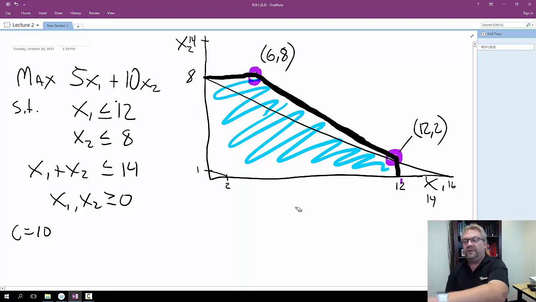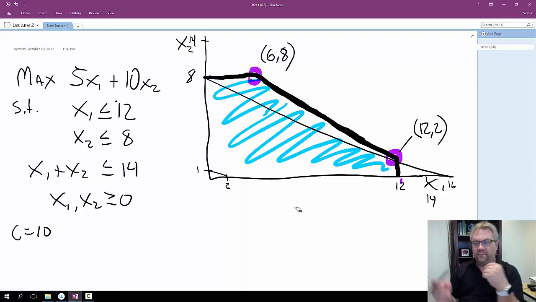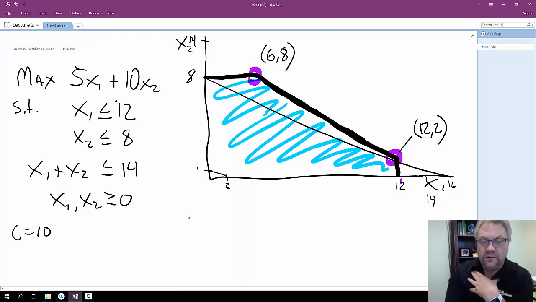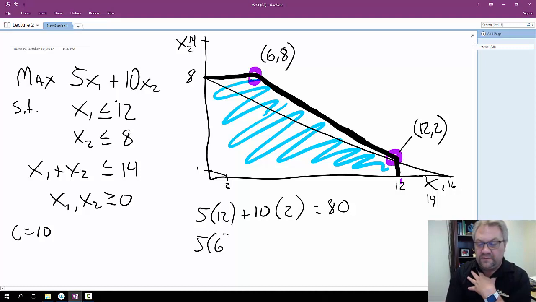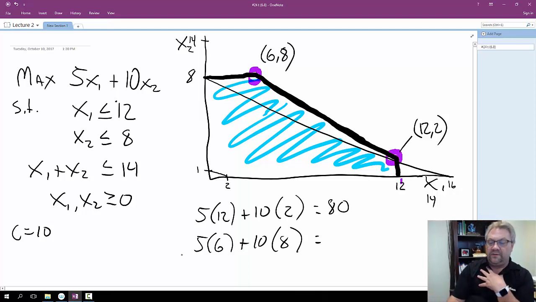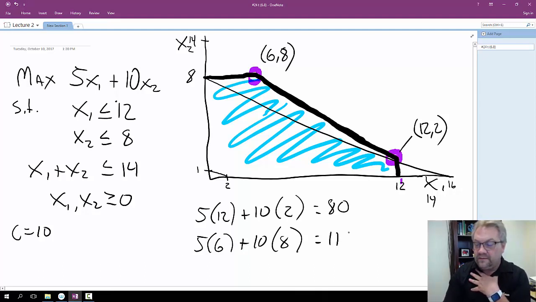And now that I've got both of these kink points, I can plug both of these into my objective function and find out which one yields a higher level of profit. So I'll take the first one. So 5 times x1 of 12 plus 10 times 2, 60, 80, right? That would be 80. 5 times 12 is 60, plus 20 would be 80. And then I'll plug in the other one. So 5 times 6 plus 10 times 8. And obviously I'm going to be well above that, right? 30 plus 80, I get 110.